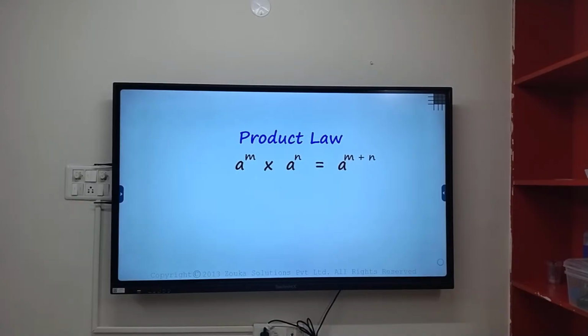In the previous video, we saw how product law was applied to a product of two numbers with the same base.